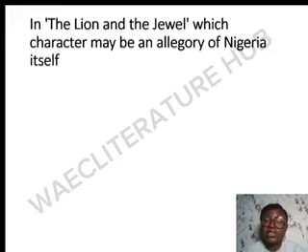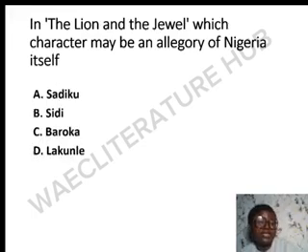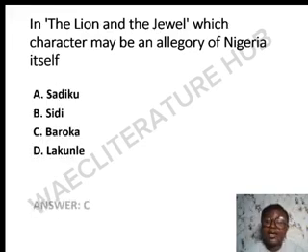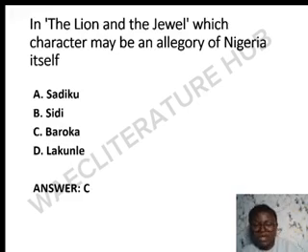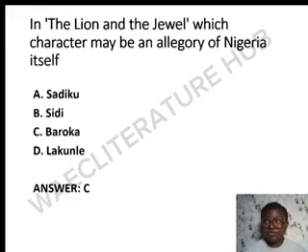In The Lion and the Jewel, which character may be an allegory of Nigeria itself: Sidi, Baroka, or Lakunle? Our answer is Baroka. You know that Baroka posits that it's not that he does not want modernity, but it should not be at the expense of tradition. You don't bring another way of life and let it erode, overshadow, and clean up the old one. No, it should work side by side. There should be a synergy.